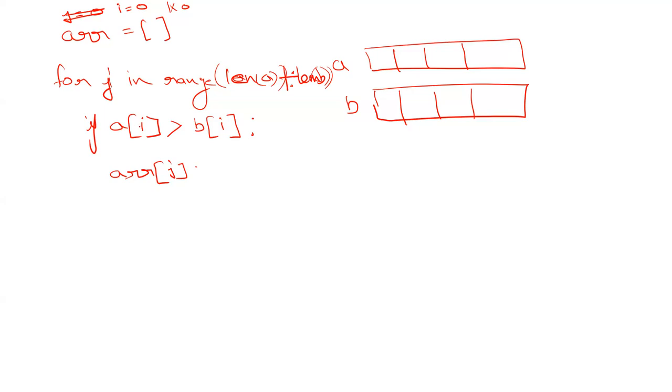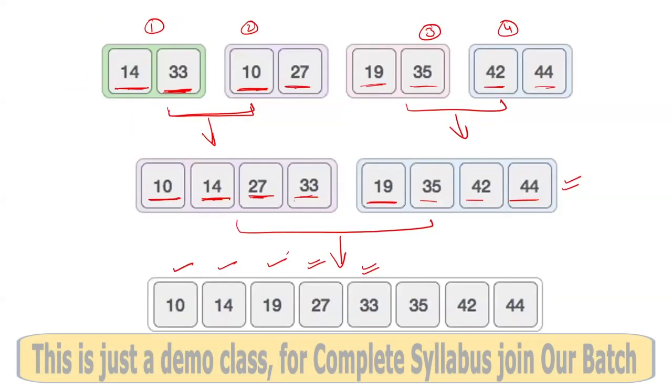So if A of I is, let's make it simple. We are taking a difficult approach, I think, right, guys? I think we are taking a difficult approach. Let's clear it out and see once again. Suppose that we have two arrays. First one is A with 4 elements. Second one is B with 4 elements.